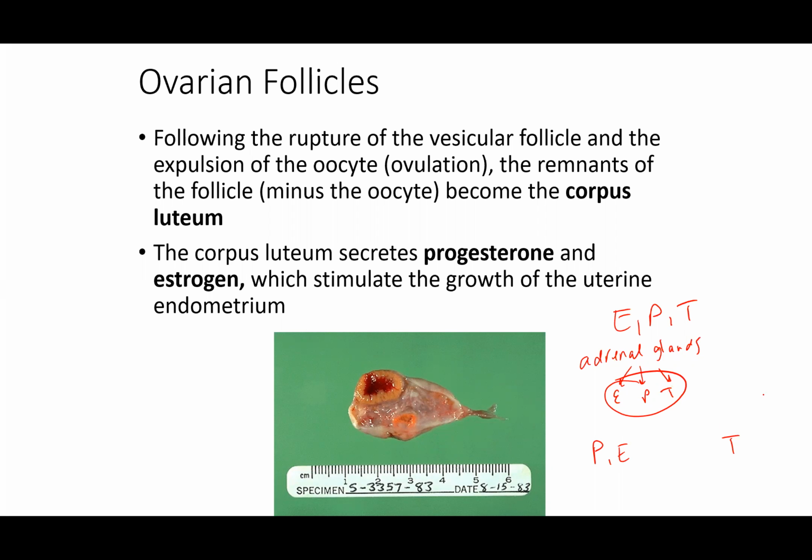As far as ratios and the amount, men tend to have more testosterone, and women tend to have more estrogen, progesterone. The corpus luteum secretes the progesterone and the estrogen, which helps stimulate the growth of the uterine endometrium. Now here's another clinical thing that I work with, that we should talk about, and that is the thickness of the uterine lining.